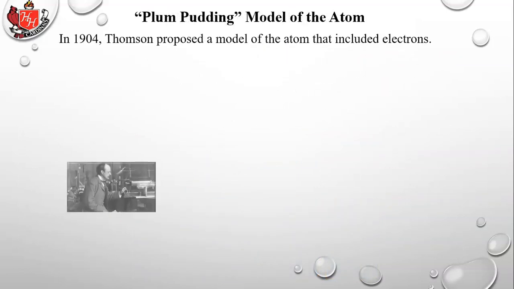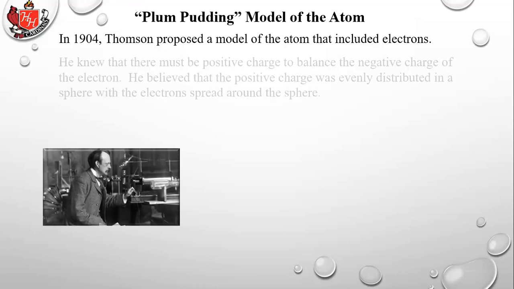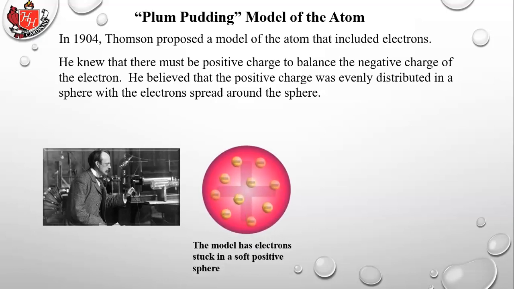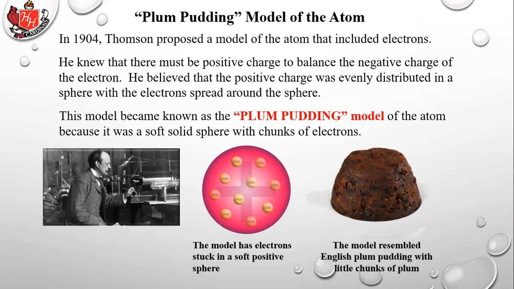In 1904, Thomson proposed a model of the atom that included electrons. He knew that there must be positive charge to balance the negative charge of the electron. He believed that the positive charge was evenly distributed in a sphere with the electrons spread around the sphere. This model became known as the plum pudding model of the atom because it was a soft, solid sphere with chunks of electrons in it.